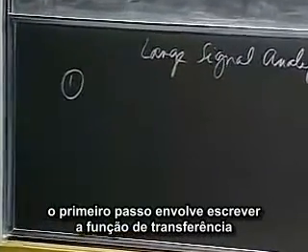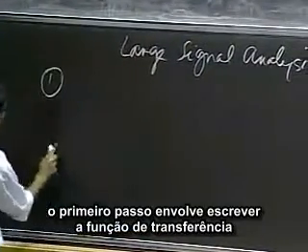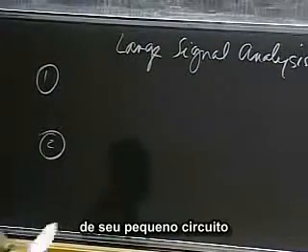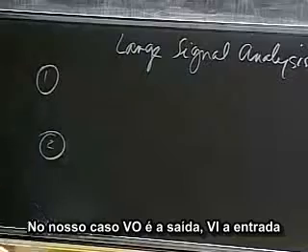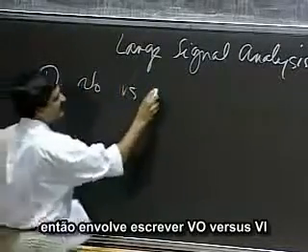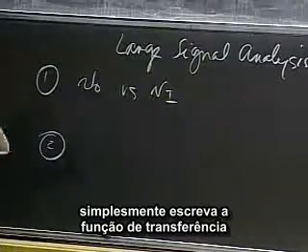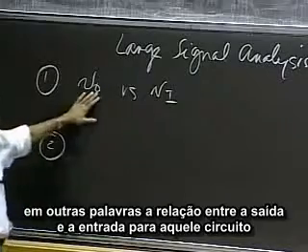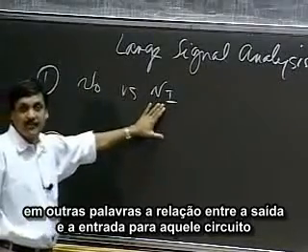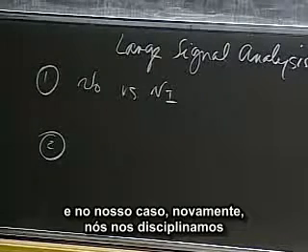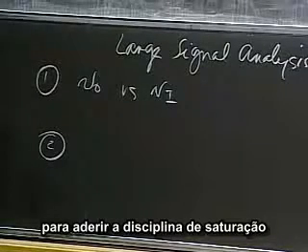The first step involves writing down the transfer function of your little circuit. So in our case, V naught is the output, Vi is the input, so it involves writing down V naught versus Vi. Simply write down the transfer function, in other words, the relationship between the output and the input for that circuit. And in our case, again, we've disciplined ourselves to adhere to the saturation discipline.